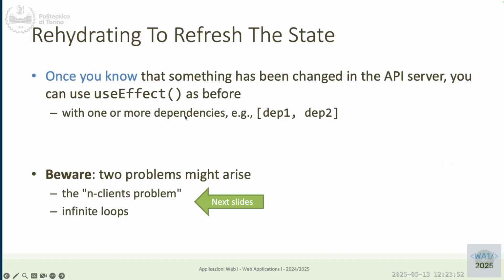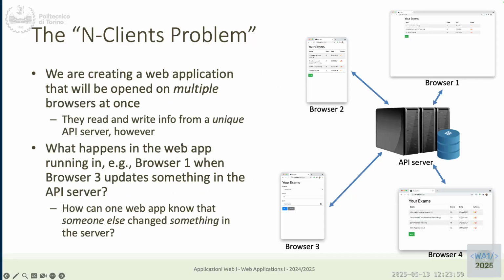Okay, what other problems do we have? Well, the most complex problem is that a server can be visited by many clients at the same time. And as we say, the truth is in the server, but the client only has an approximation of this truth, a copy of the truth at the time they last checked.